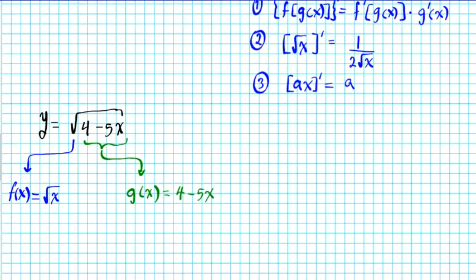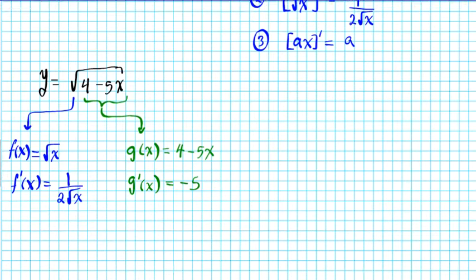Alright, so after decomposition, you differentiate both functions. So f prime of x is going to be 1 over 2 root x. And then g prime of x is going to be negative 5. The derivative of 4 is 0. So if you differentiate negative 5x using this rule, the coefficient of x is negative 5. So g prime of x is simply negative 5.